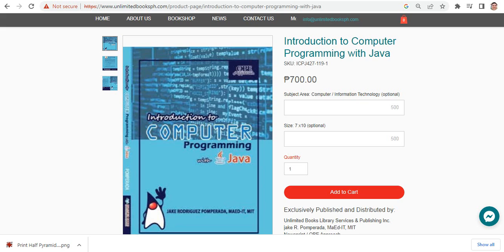So let's begin. I will put a link in the video description where you can purchase my newly published book this 2022 on Introduction to Java Programming. So recently my book was being published by Unlimited Books Library Services and Publishing Incorporated here in the Philippines. The title of my book is Introduction to Computer Programming with Java.